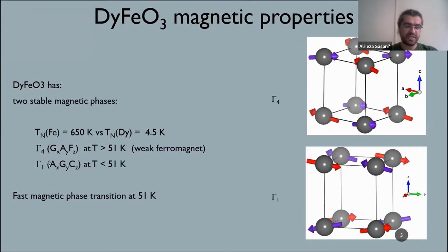Below 51 K, it orders in the Γ1 phase. In this case, the spin rotates to the y direction. It doesn't have any weak ferromagnetism, and this reorientation is quite fast. And in the whole temperature range from 650 K down to 4.5 K, the dysprosium sublattice is a paramagnet, and it just interacts with the iron sublattice.